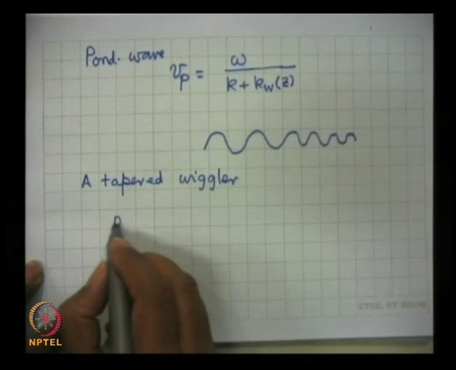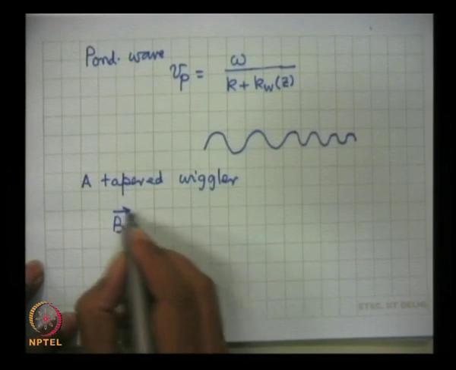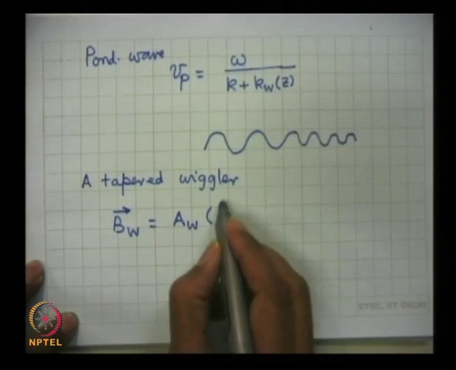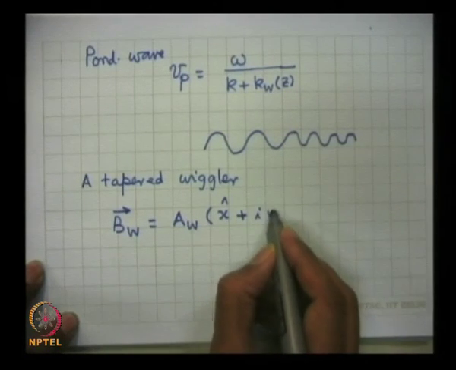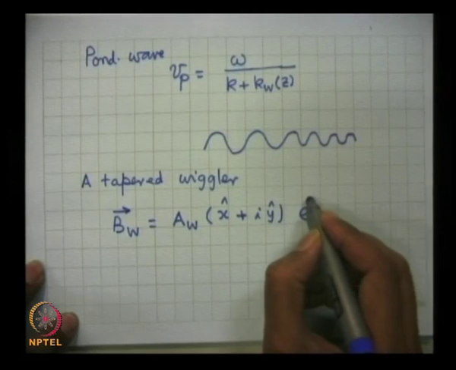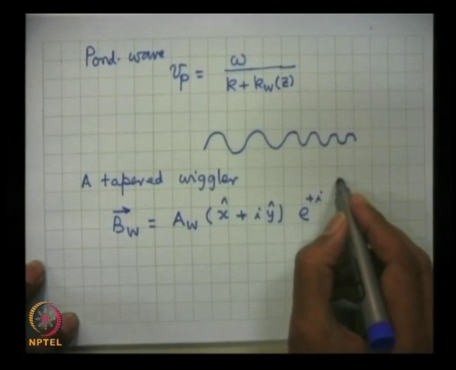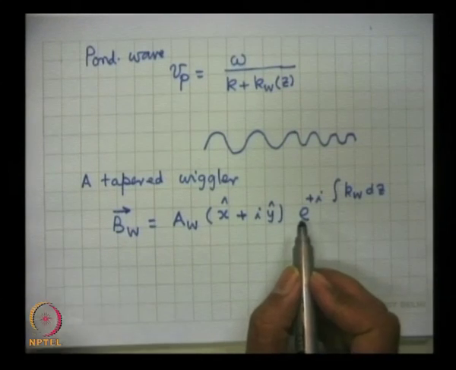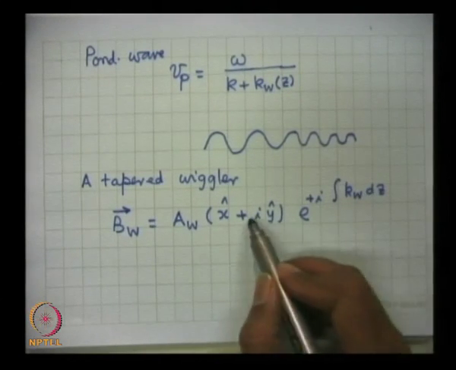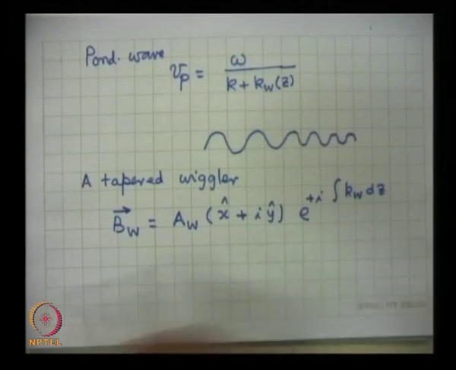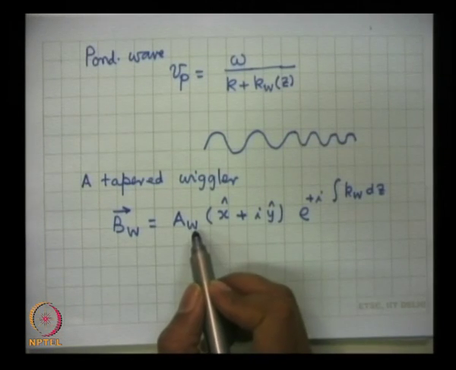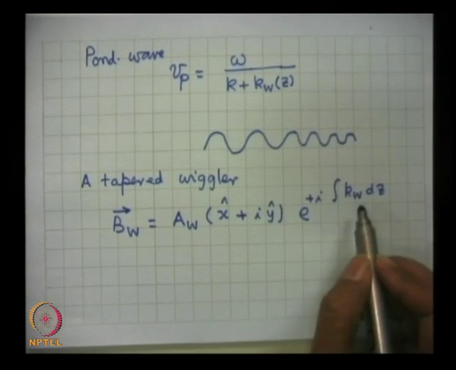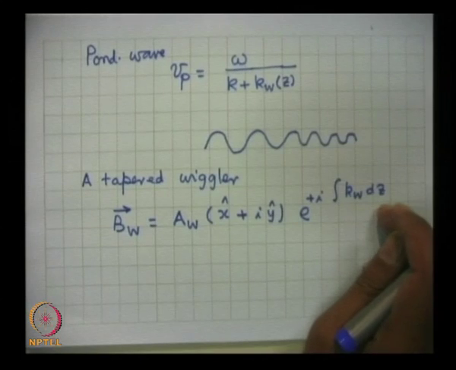I can write down the wiggler field as Bw is equal to some amplitude Aw times (x cap plus i y cap), and this I will write as plus i integral kw dz, because this is a function of z. So, this is some sort of a WKB representation for the wiggler field. Some people make the wiggler tapered by making Aw also a function of z, but for the sake of simplicity in physics, let me consider this.